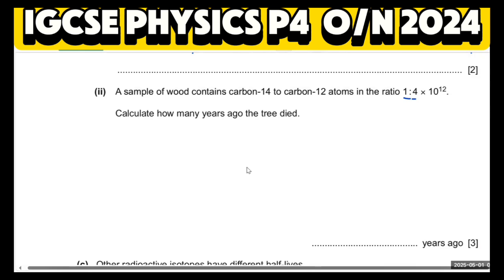Next question. A sample of wood contains carbon 14 to carbon 12. The ratio is 1 to 4 times 10 power 12. So you focus on 1 to 4. You can see that the ratio of carbon 14 is 1 and the ratio of carbon 12 is 4. What does it mean? It means that at the time of death, carbon 14 is 25% and carbon 12 is 75%. So you write 25% of the carbon 14 present at the time of death is still present in the tree, or you can say that 75% of carbon 14 has decayed, or you can write 25% is left. What does it mean? It means that there are two half-lives.